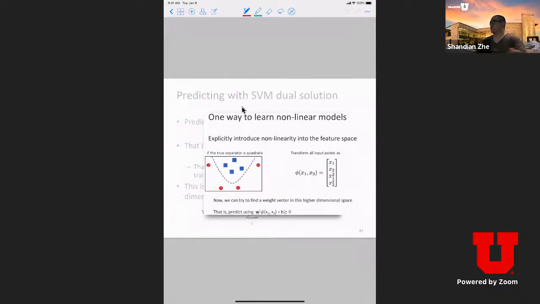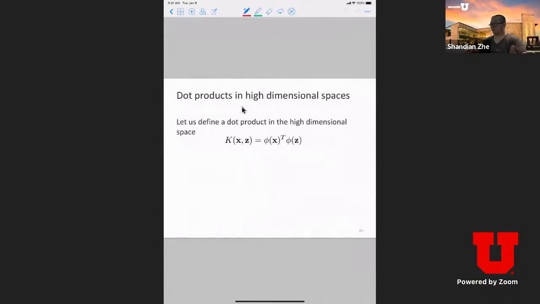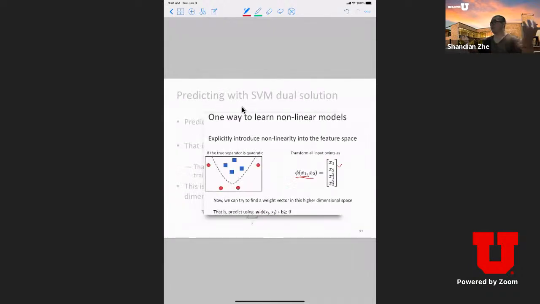This is just a review of our previous idea. Suppose your original input vector is two-dimensional. To make it linearly separable, we can conduct some nonlinear mapping to map the feature vector into a four-dimensional space, and then in this four-dimensional space we learn the weight vector for a linear classifier.